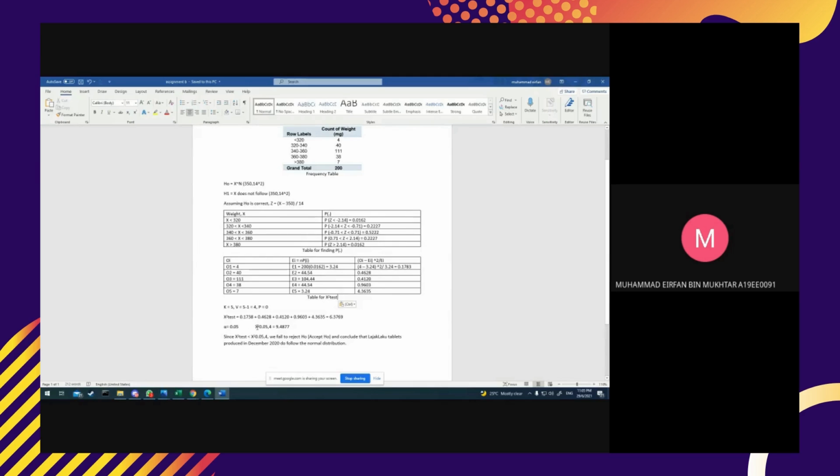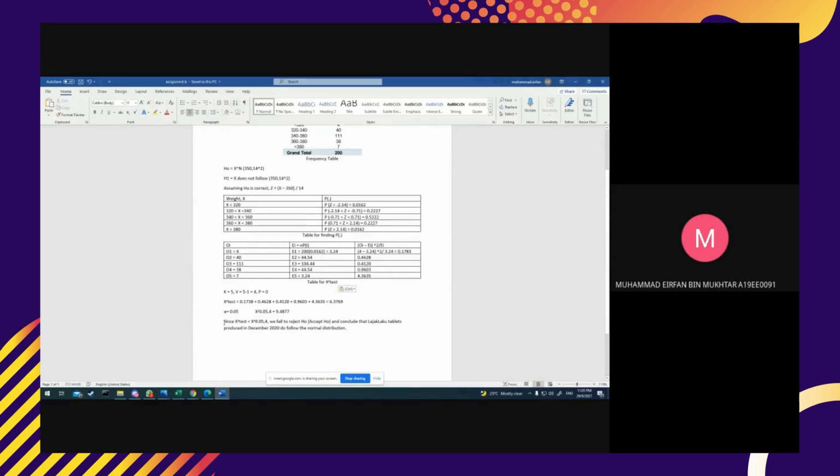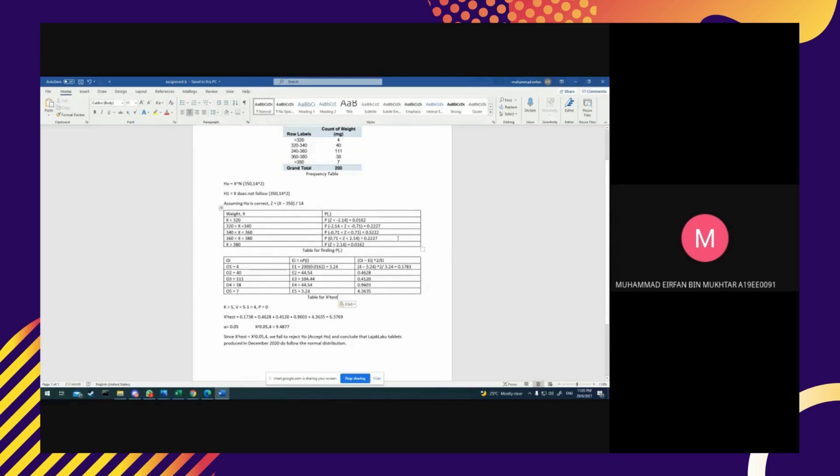And then chi squared alpha V is equal to chi squared 0.05, 4, which is equal to 9.4877. So we see that since chi squared test is less than chi squared 0.05, 4, we fail to reject H naught, which means we accept H naught and conclude that Lajak Laku tablets produced in December 2020 do follow the normal distribution with mean 350 mg and standard deviation of 40 mg.